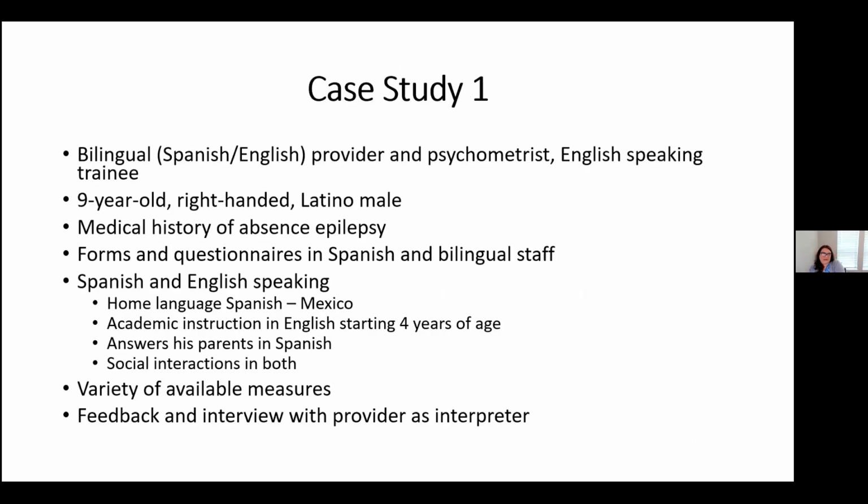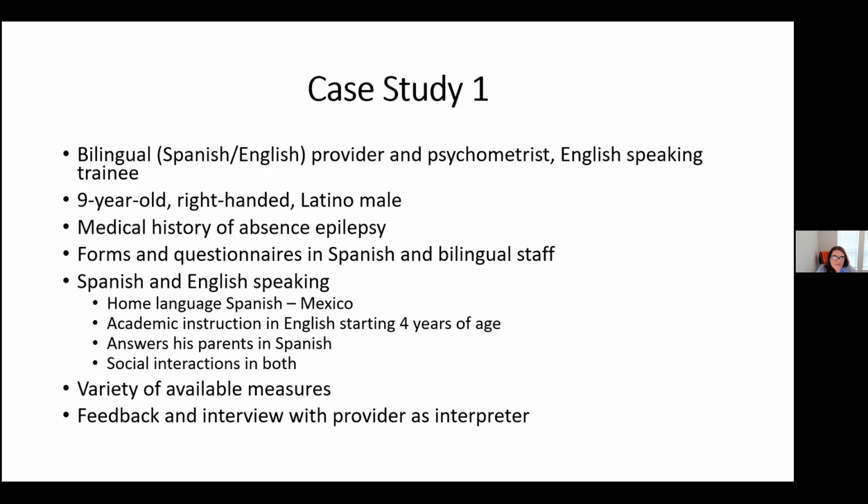So I'm going to talk about one of the case studies here. Here it's different, right? It's a bilingual Spanish-English provider working with a family that speaks English and Spanish. My trainee is English speaking, right? The child is 9 years of age, right-handed, Latino male with a medical history of absence epilepsy. All the forms and questionnaires are in our schedulers. We have a bilingual staff. So the experience of the family is very different from other families.